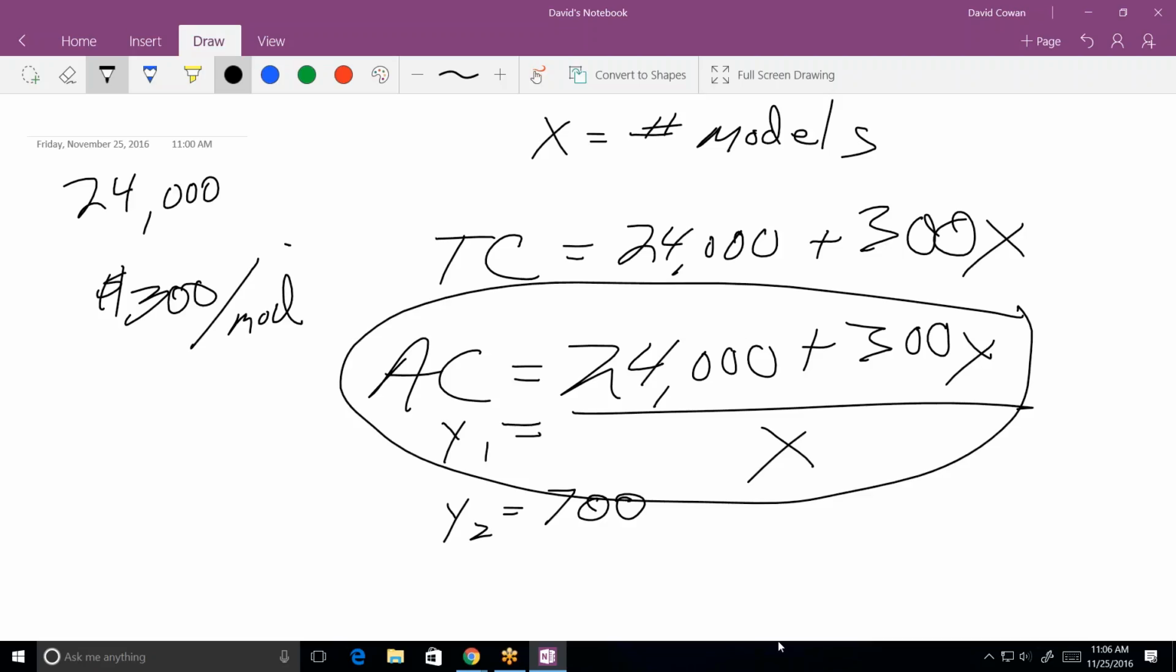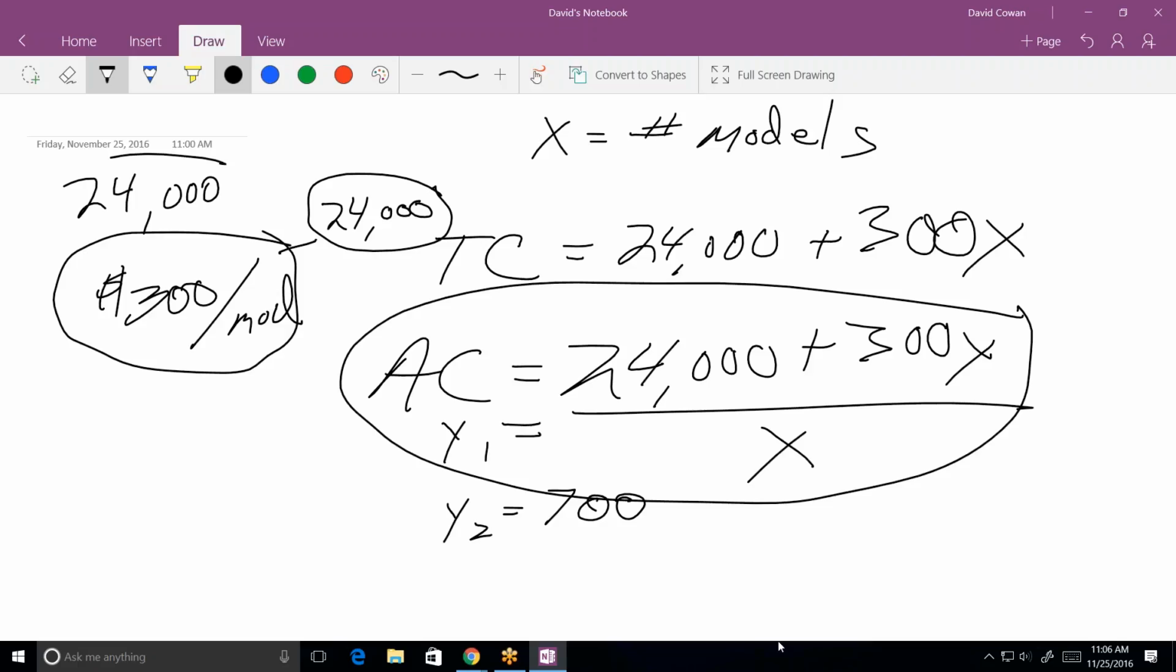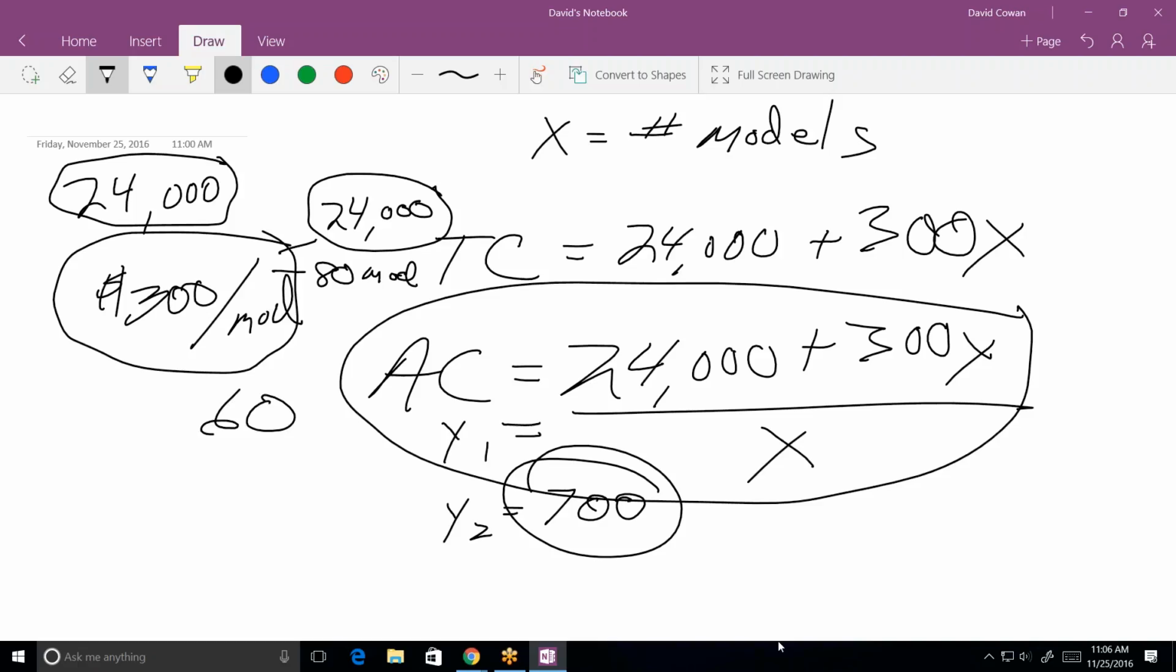In other words, if I'm going to spend $24,000 on models, then I will have spent exactly the same as my fixed cost, which means my average cost per model would be $600, correct? Correct. So 24,000 would be 80 models, 24,000 divided by 300. Therefore, since the average they want is 700, it would be something less than 80 models. 60 sounds perfect as an answer.